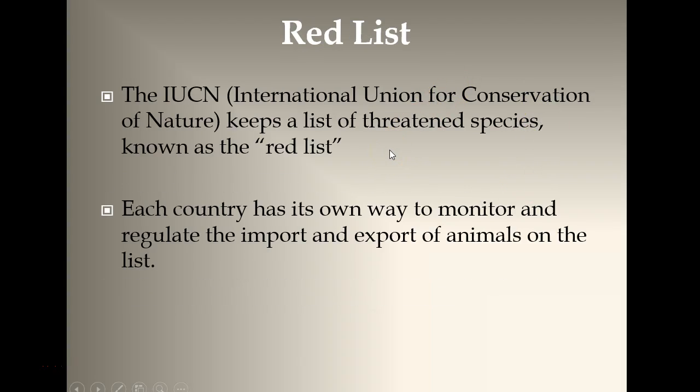The red list is basically the worldwide list of what are considered the threatened species. Now, each country has its own way to monitor and regulate import-export of animals on this list. There is no global blanket answer for some of these individual countries, which means that some countries have more lax regulations, which does not help. But again, the fact that there is a list, a red list of threatened species, endangered species, does at least keep these organisms safer in terms of that they are getting special recognition and attention.